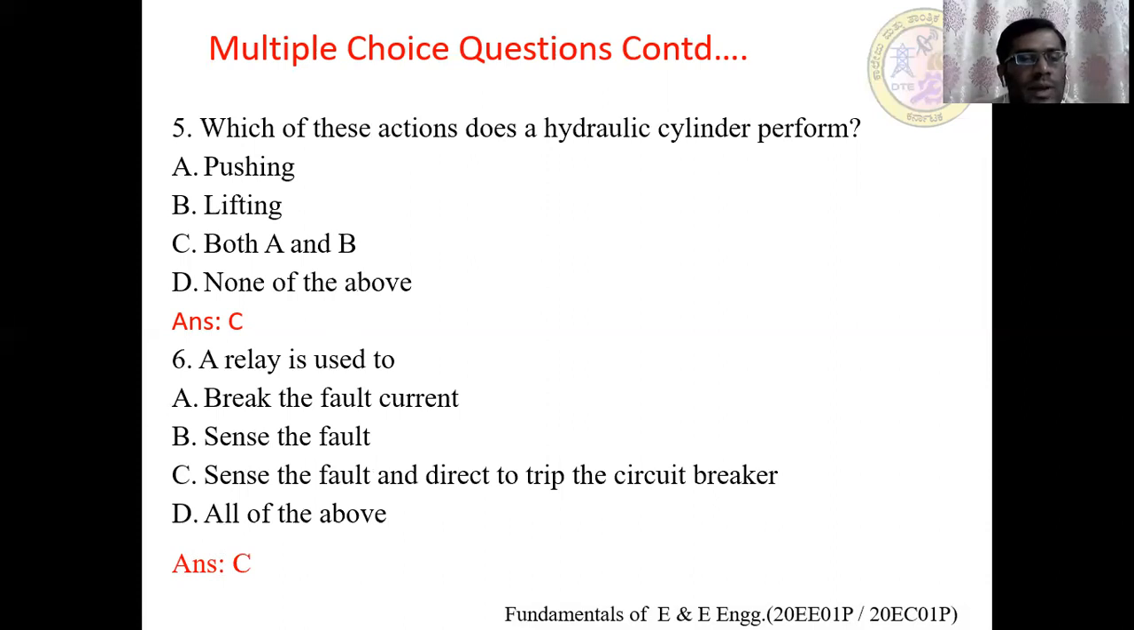Next question. A relay is used to dash. The options are break the fault current, sense the fault, direct to trip the circuit breaker, and all of the above. A relay is used to sense the fault, and after sensing the fault, it directs the circuit breaker to trip. So the answer is C.